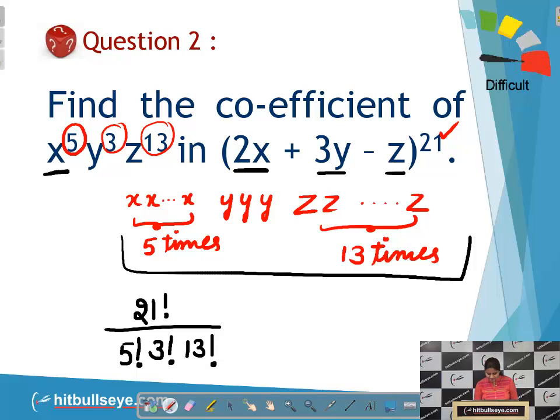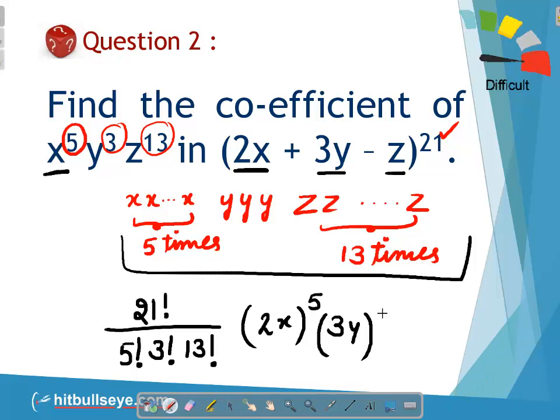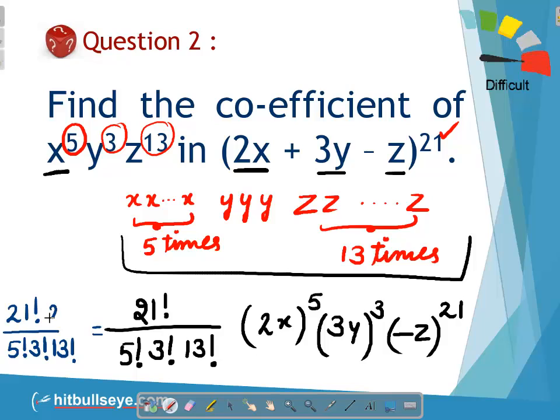Why so? Because whenever x comes, it will come with the 2. Whenever y comes, it will come with the 3. Whenever z comes, it will come with the minus sign. So what is the coefficient here? I'll take only the coefficient. So it will be 21 factorial divided by 5 factorial, 3 factorial, 13 factorial, into 2 raised to power 5, into 3 raised to power 3, into minus 1 raised to power 21, and this is the complete answer.